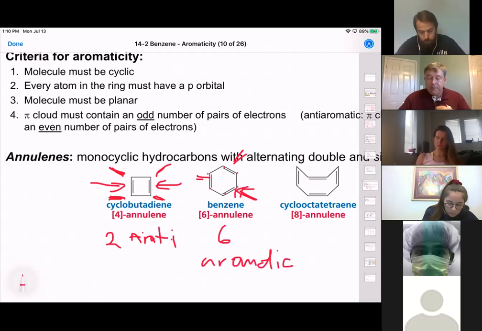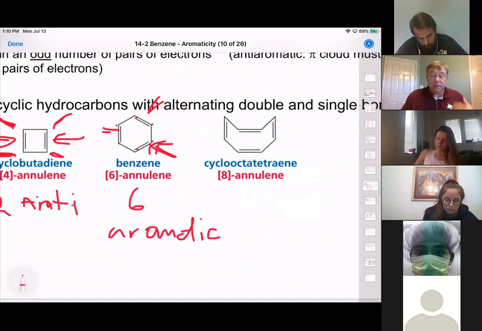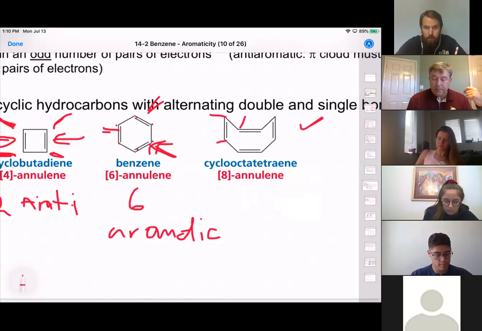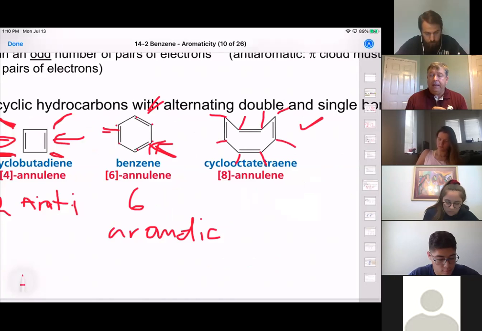Okay, so now let's look at the next one up here. This is 8 carbons here, and we have 4 double bonds. So let's look at this, okay? So let's see, it's in a ring, so we got that. It's got a p orbital on each of the carbons here because it has pi bonds on there. But it's not flat because of trying to get these at 120-degree spacing, because these are sp2 hybridized carbons. It is not flat, okay?